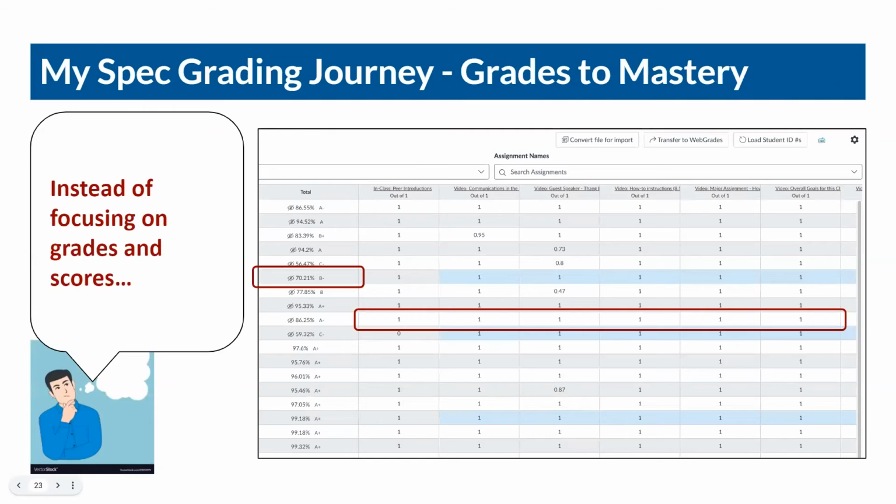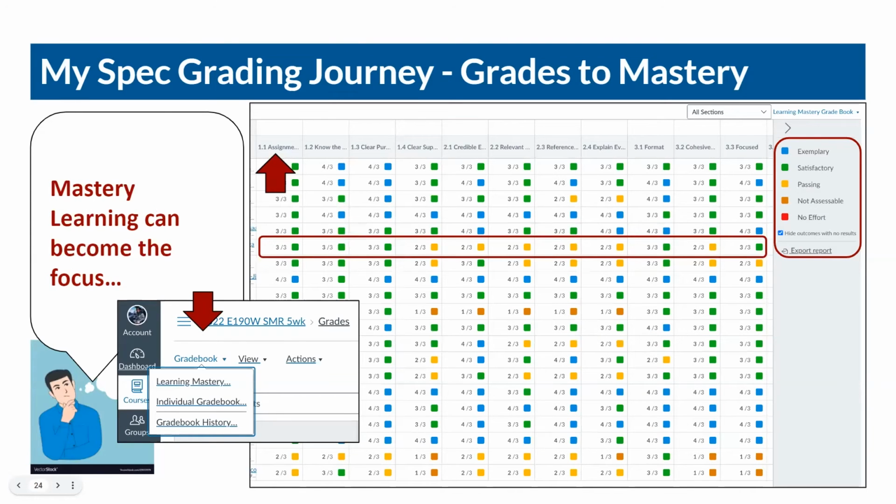So if you do that with Canvas, in the gradebook, if you do mastery learning gradebook, there's a little feature you have to turn on. You know, this is how the gradebook usually looks like, right? You have your grades and whatever your scores are. There's a feature, and some of you probably already know, that you can turn into mastery learning. Then you don't necessarily get the scores, you get these little color boxes. What's nice is if you look at the top, it's 1.1, 1.2. Remember, those are the categories I have in terms of the rubrics.